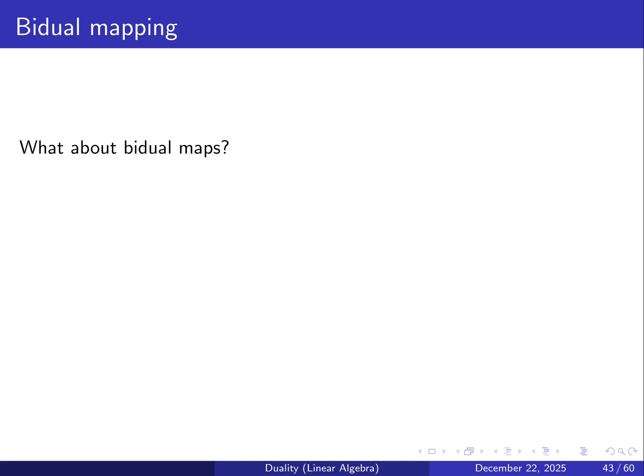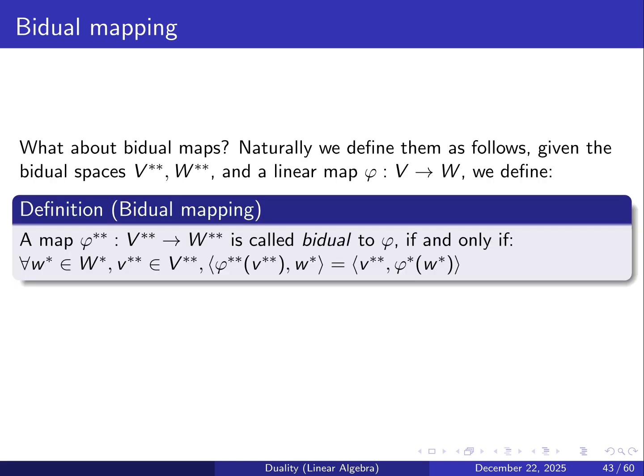So what about bidual maps? Naturally, we define them as follows. Given the bidual spaces V double star and W double star and a linear map phi from V to W, we define phi double star to be bidual to phi if and only if for all W star and V double star we have phi double star of V double star scalar product W star is equal to V double star scalar product phi star of W star.